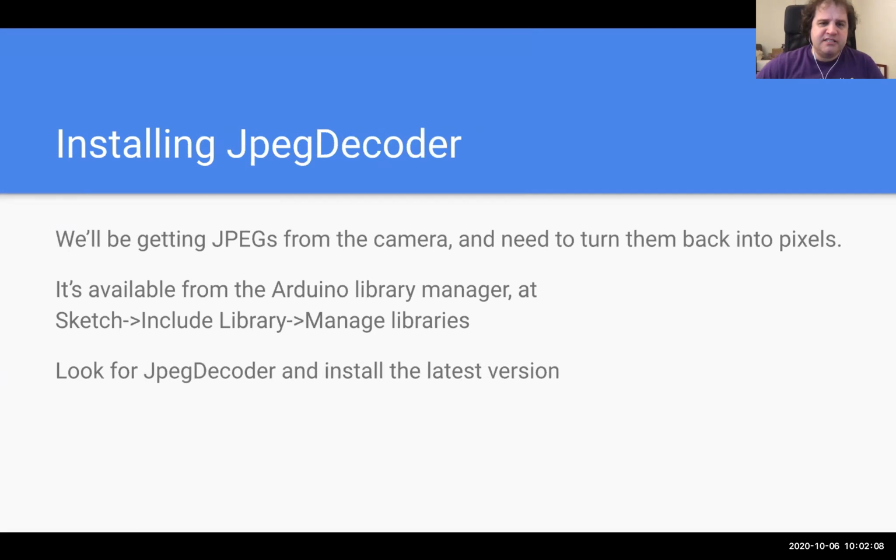You're also going to need to install Jpeg Decoder so that we can take the JPEGs that we're actually getting from the ArduCam and turn them into the pixels that we need, the arrays of pixels that we need to feed into the machine learning model. And again, this one you can actually grab from the Arduino library manager using Sketch, Include Library, Manage Libraries, and then doing a search for JPEG decoder and grabbing the latest version.